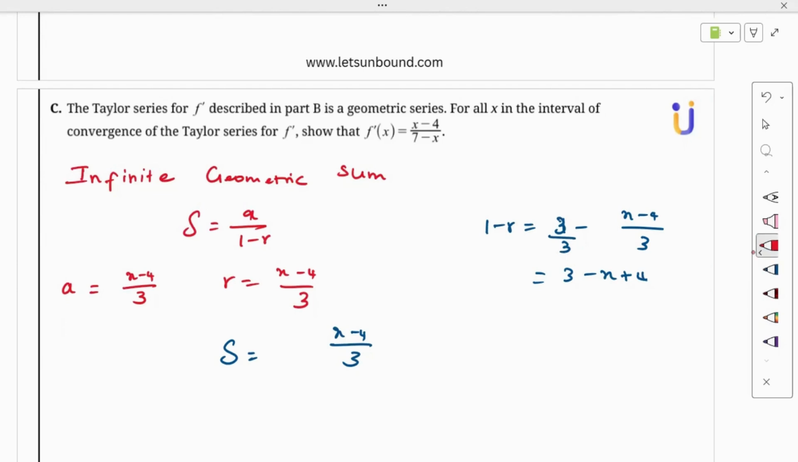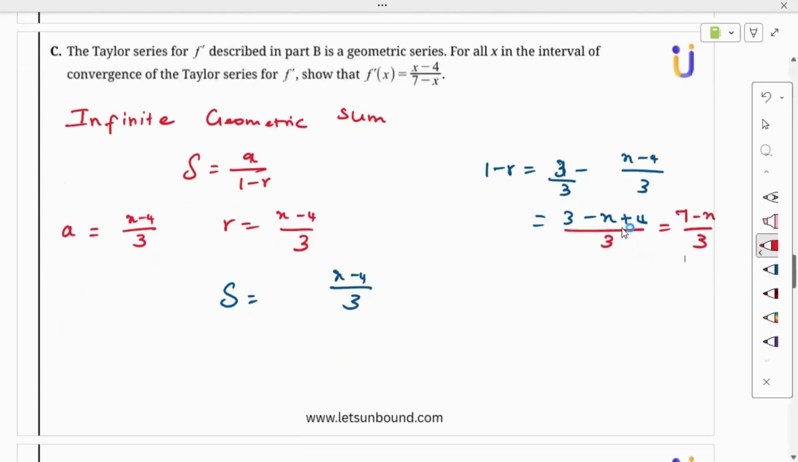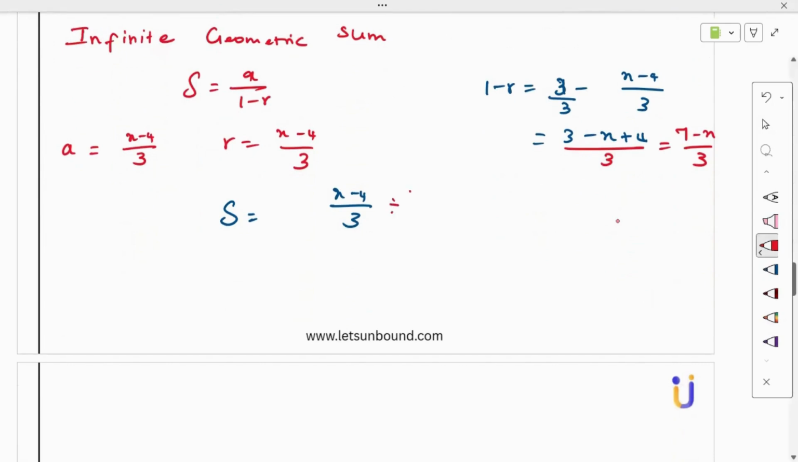This is important. 3 minus x, this minus will go plus by 3. So 3 plus 4 is (7 minus x) by 3. So this is divided by (7 minus x) by 3, so (x minus 4) by 3 times 3 by (7 minus x). The 3s will get cancelled: (x minus 4) by (7 minus x). This is S infinity, the sum of infinite terms of the GP.